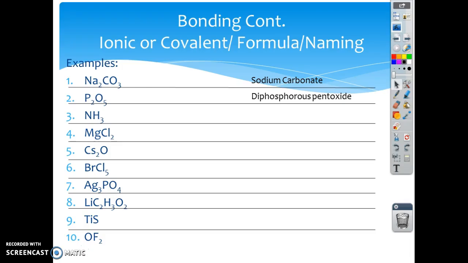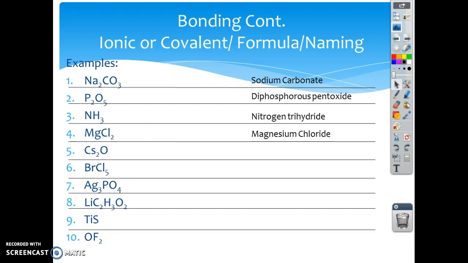pentoxide. And the third one, you should have figured out was also covalent, and we only have one of the first one, so we don't have to use mono. So this turns into nitrogen trihydride. Number 4, we're back to being ionic again, so we don't use our number prefixes. We just say what it is and change the ending: magnesium chloride.